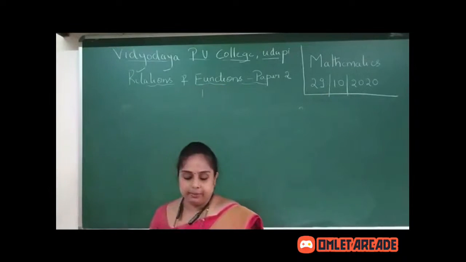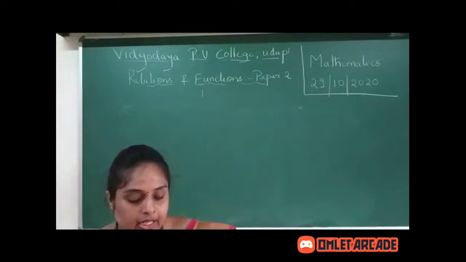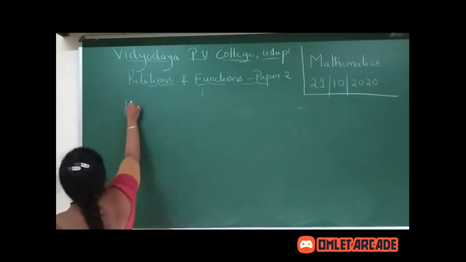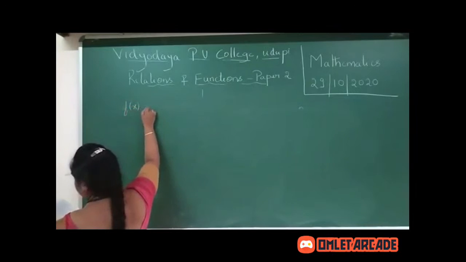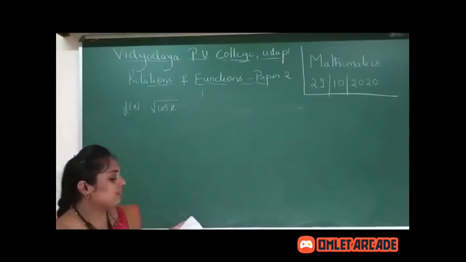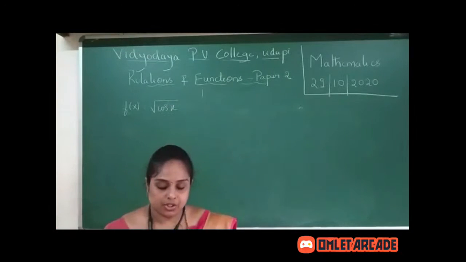We'll move on to the next one. That is the fourth one. The domain of the function f of x equal to root of cos x. Okay, the question is to find the domain of the function.